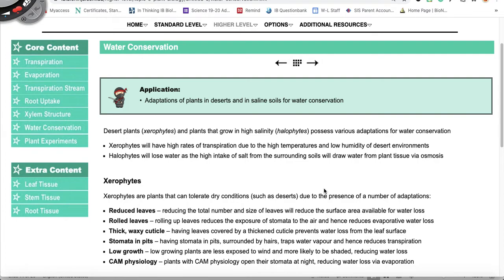Hello, IB Bio students. So today we're going to continue looking at 9.1 and we are going to focus on water conservation. The application is adaptations of plants in deserts and in saline soils for water conservation. So you need to be able to list and explain the different adaptations of different plants.